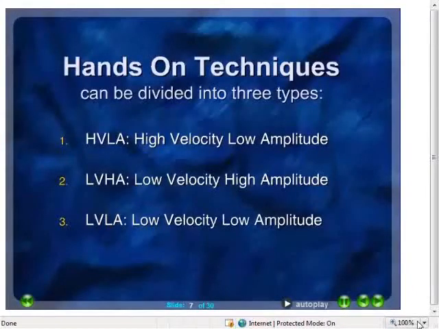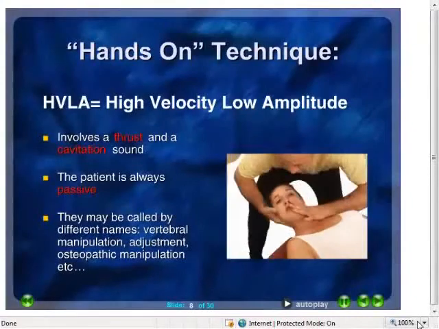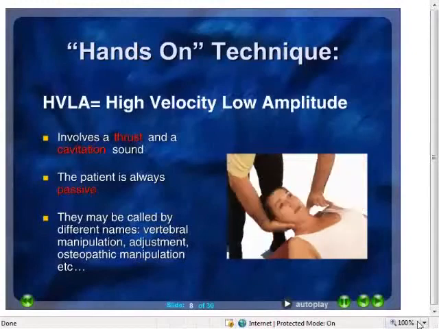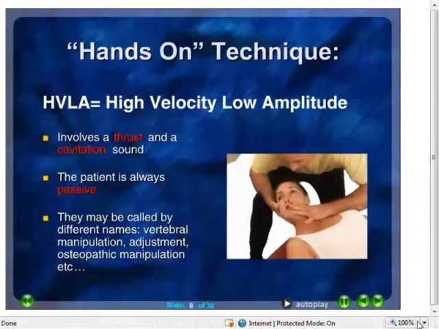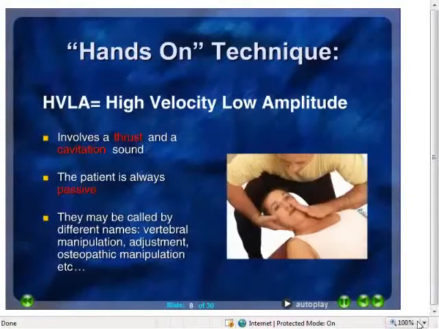Hands-on techniques can be divided into three major types: HVLA, high velocity, low amplitude; LVHA, low velocity, high amplitude; or LVLA, low velocity, low amplitude. HVLA involves a thrust and a cavitation sound. The patient is always passive. They may be called by different names: vertebral manipulation, adjustment, osteopathic manipulation, etc.